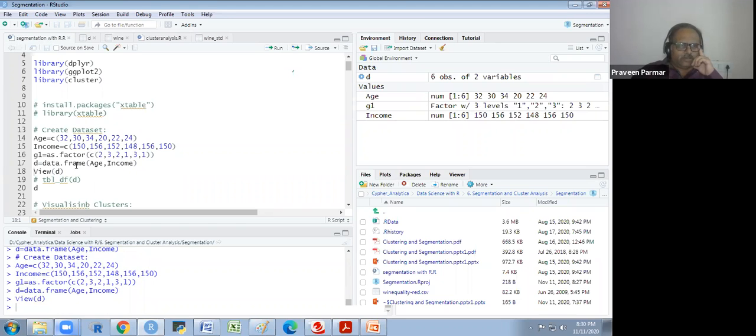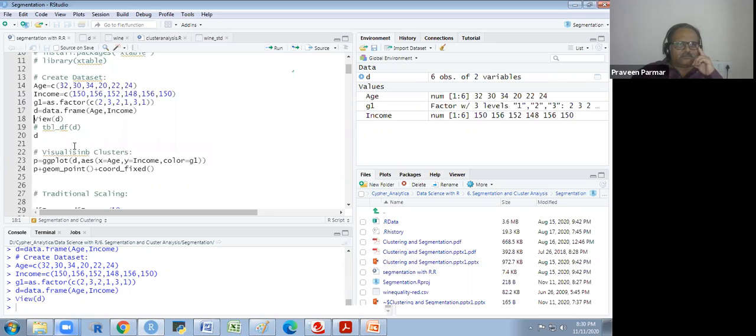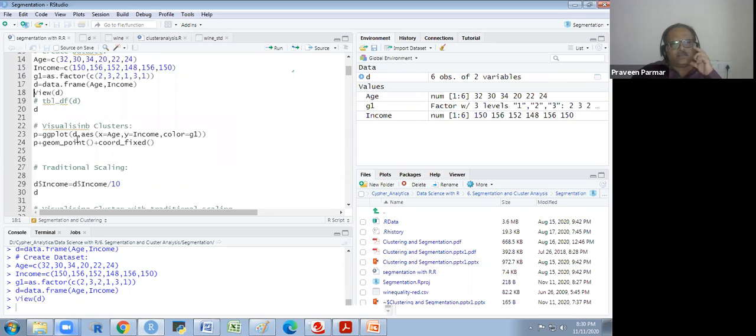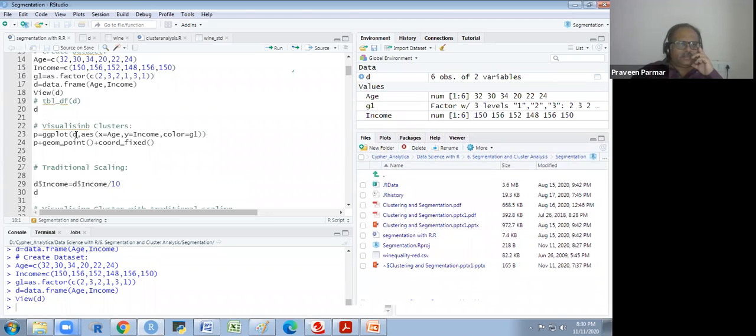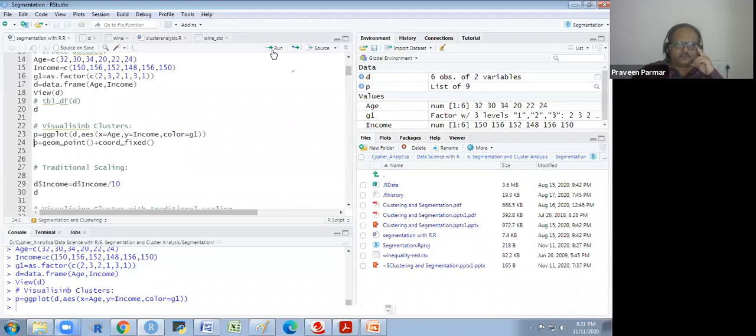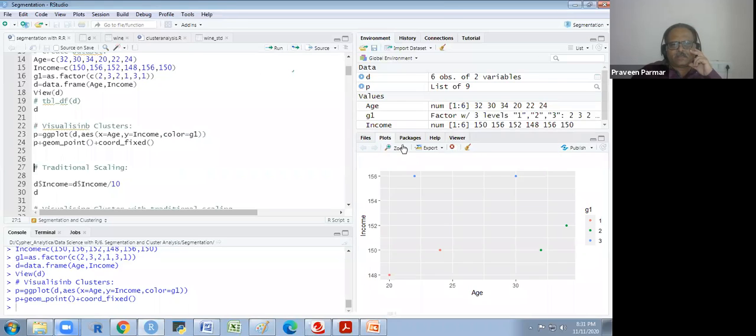Now what I am doing, I will just show you one graph. I'm creating one graph for this. D is the data frame, and for the aesthetic I am taking age on the x-axis and income on the y-axis, and I am filling the color within the aesthetic with G1. G1 is 1, 2, 3, the 3 colors I prefer per group, and I will make a geom point.